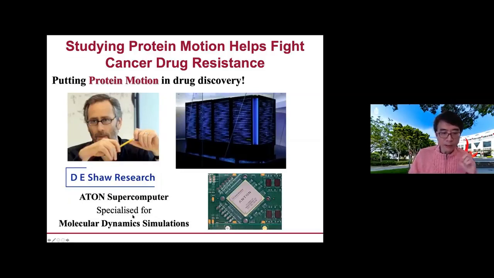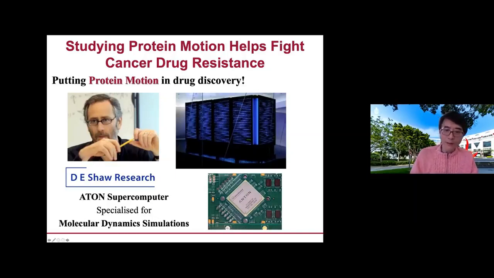So why do we call this a special purpose computer? What happens here is when they designed this computer, all the way down to the chips, they're not using general purpose CPUs. They're actually using a special purpose central processing unit, right? So this one is called the Anton CPU. This CPU is optimized for the simulation of protein motion.